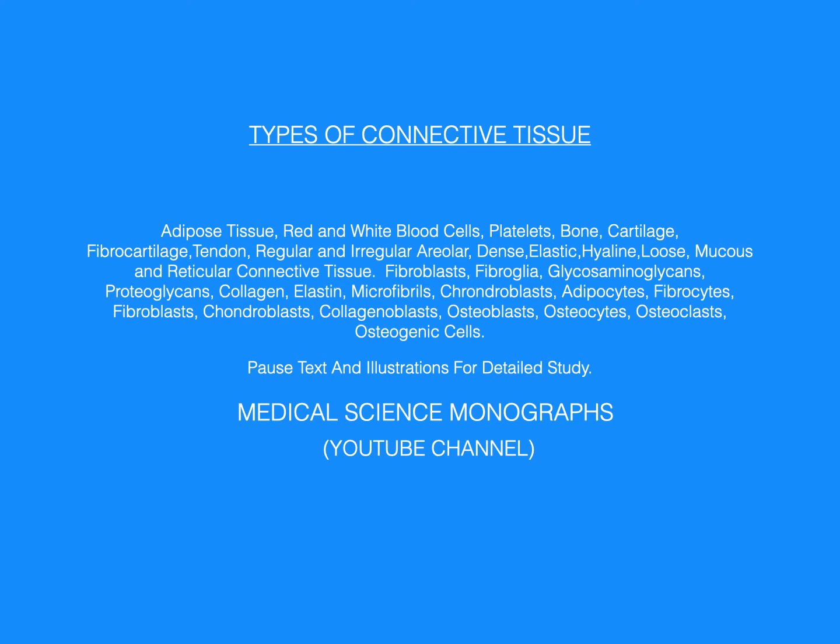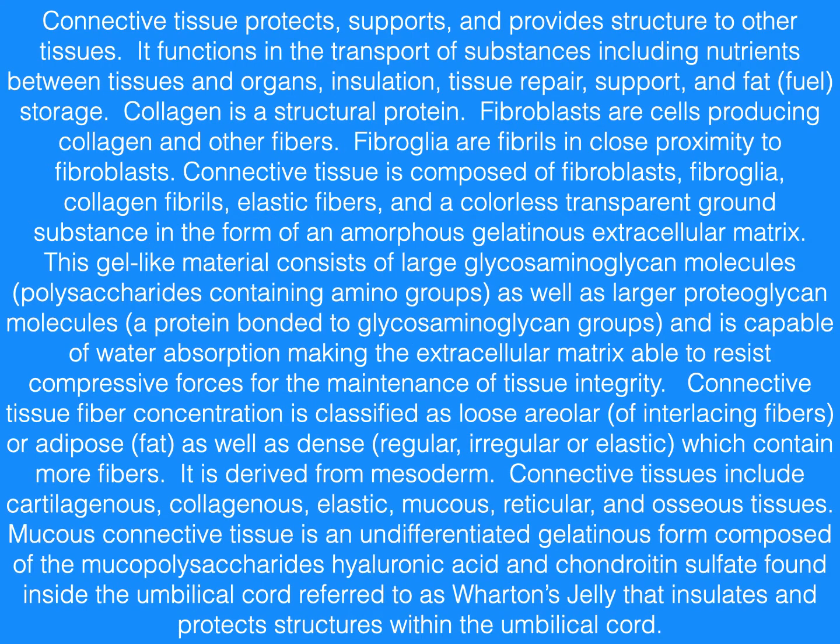Types of connective tissue. Pause text and illustrations for detailed study. Connective tissue protects, supports, and provides structure to other tissues. It functions in the transport of substances, including nutrients, between tissues and organs, insulation, tissue repair, support, and fat storage.